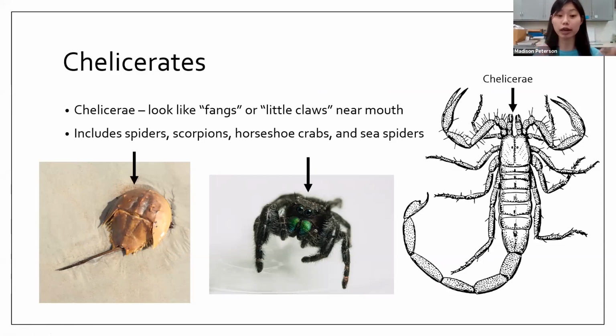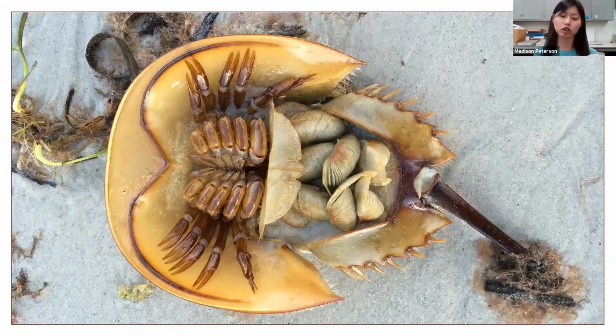And also horseshoe crabs are chelicerates. So you might not know that horseshoe crabs are related to spiders and scorpions. So that's really cool. Did you guys know that? If you're just looking from above the horseshoe crab, you might not really see the resemblance. However, if you flip that horseshoe crab over, it looks a lot like a scorpion. So that's really cool.